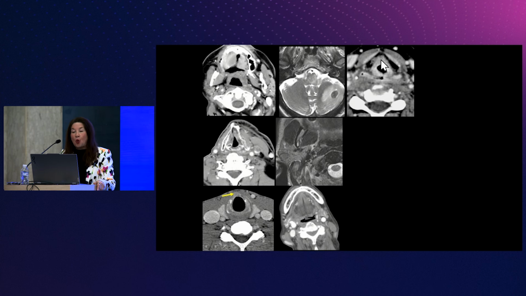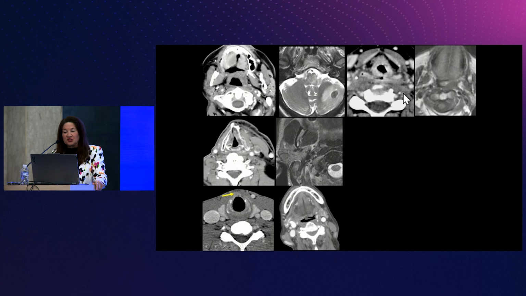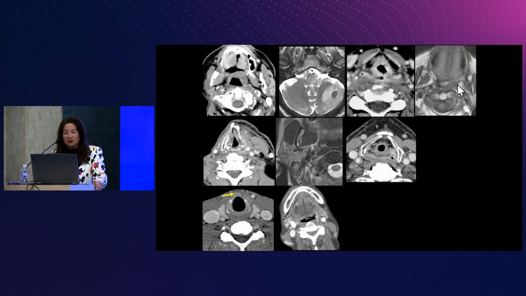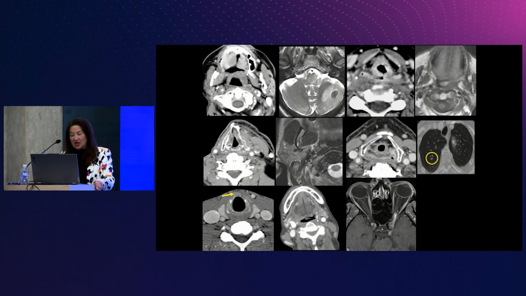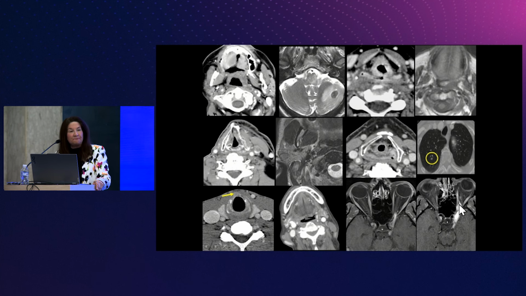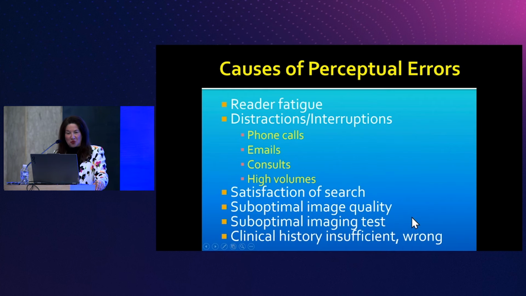This is a missed horseshoe carcinoma of the supraglottic larynx. This is a missed soft palate tumor. This is a missed tumor in the apex of the piriform sinus. This was missed lung metastases. This was a missed peripheral nerve sheath tumor, and what happened two months later, this is what, their malignant peripheral nerve sheath tumor. So these are all perceptual errors, things that should have been seen that weren't.